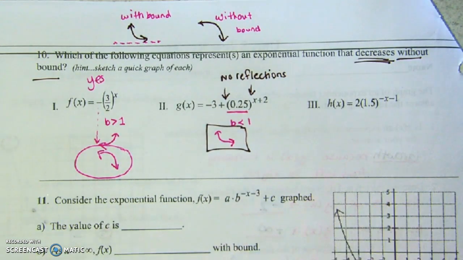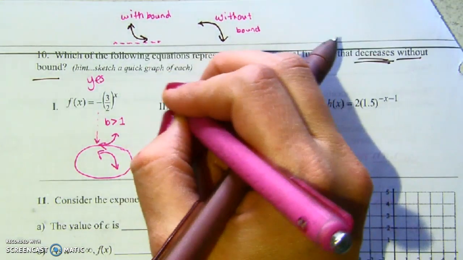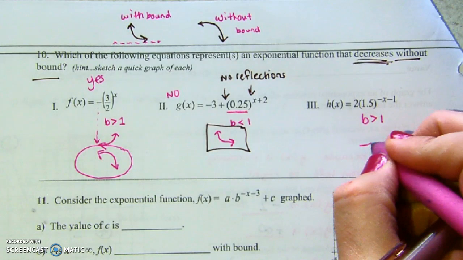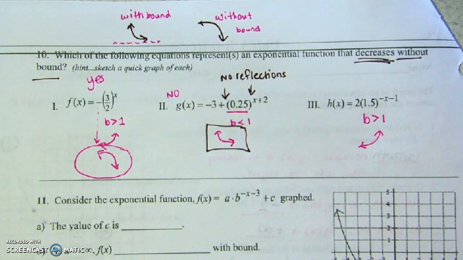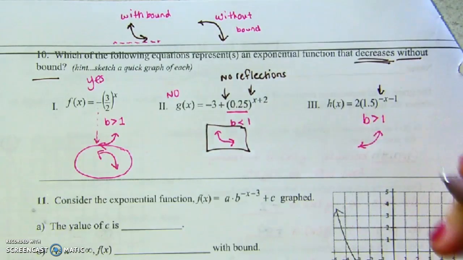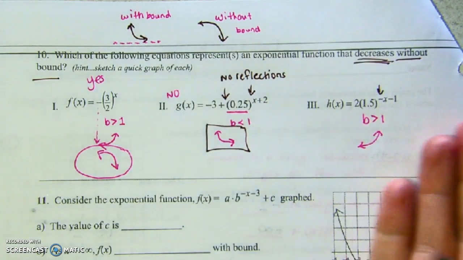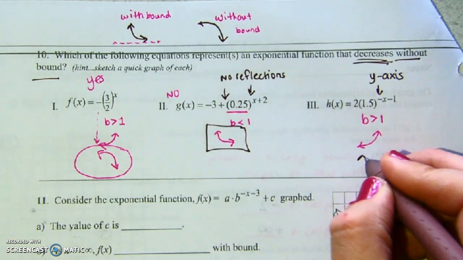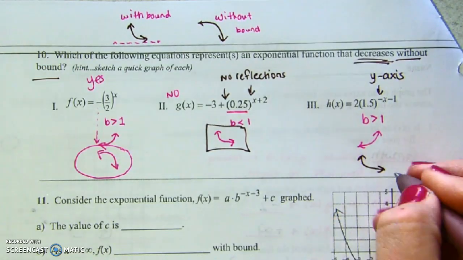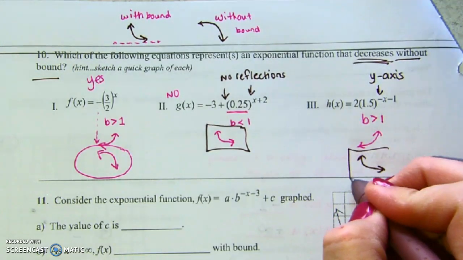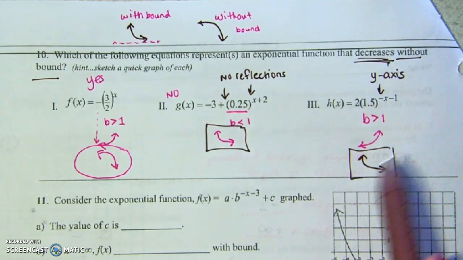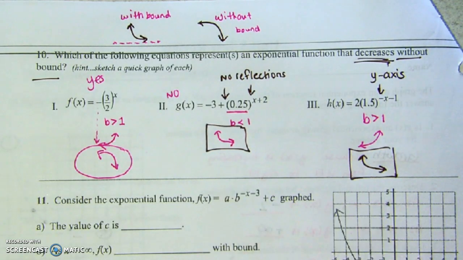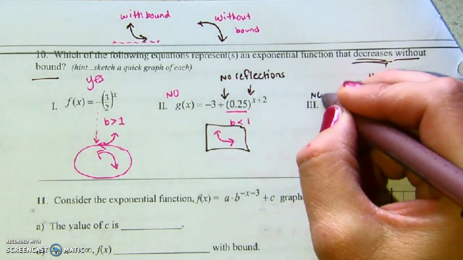Cool. Okay. What about this one? So this is a no. The question was yes or no? No. This base is greater than 1, so it starts off going like that, increasing, a growth, but then it has one reflection, and that is over the y-axis, so that's a y-axis reflection, which means it looks like this after the reflection. Is that decreasing? Yes, but is it decreasing with or without bound? This is decreasing with bound because it matches this picture. So does it decrease without bound? No, it decreases with bound.